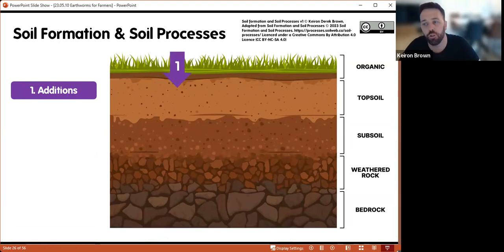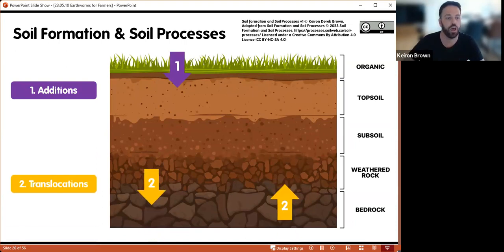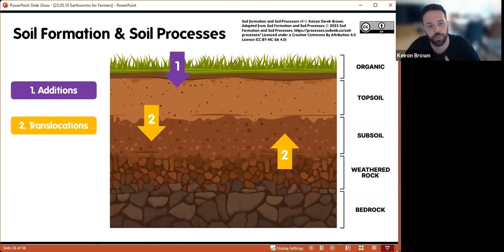It could also be mineral deposits as well. So a landslide could add things to the top of the soil profile as well. Second type of soil processes we've got are translocations. So translocations are when soil is moved around within the soil profile. So I should have probably said it with number 1, the additions.